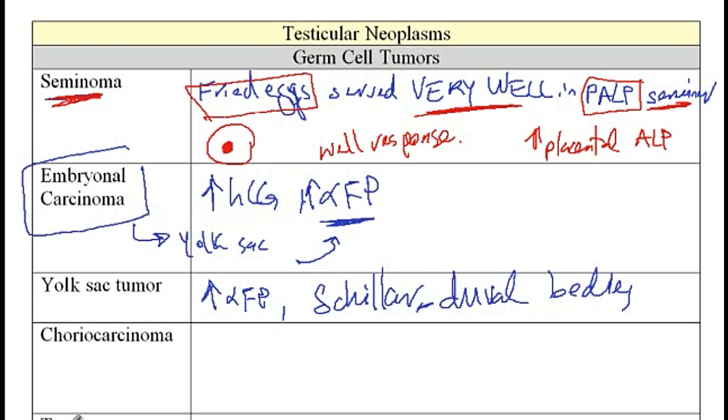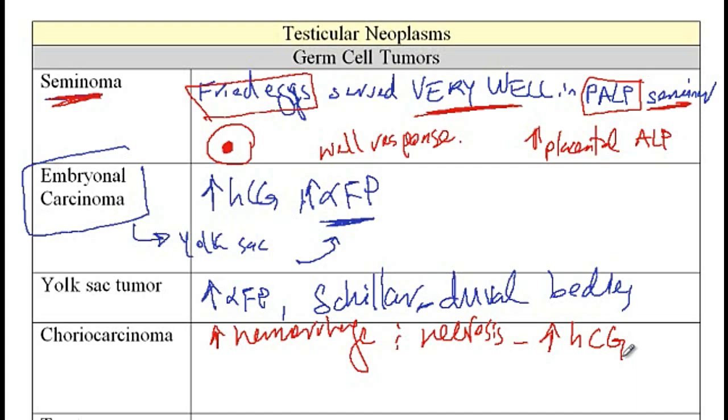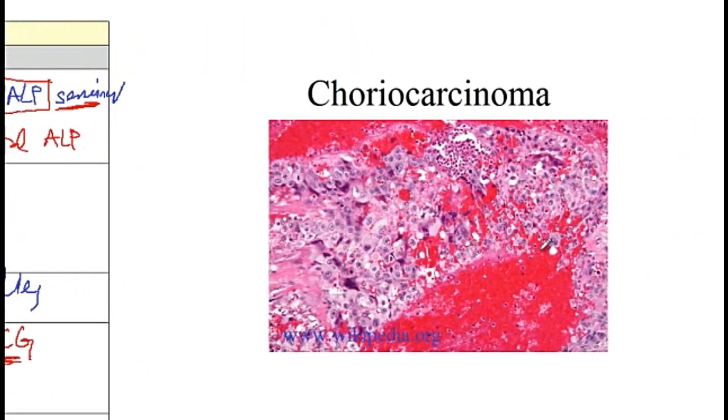The next form of tumor is the choriocarcinoma, and is associated with the increased hemorrhage and necrosis, either on the histological examination or on the gross examination. And then there would be increased production of the human chorionic gonadotropin in these patients, as a consequence of which, since HCG and luteinizing hormone have a similar structure, it will lead to gynecomastia in males. So here is an example of a choriocarcinoma which presents with extensive hemorrhage and necrosis.